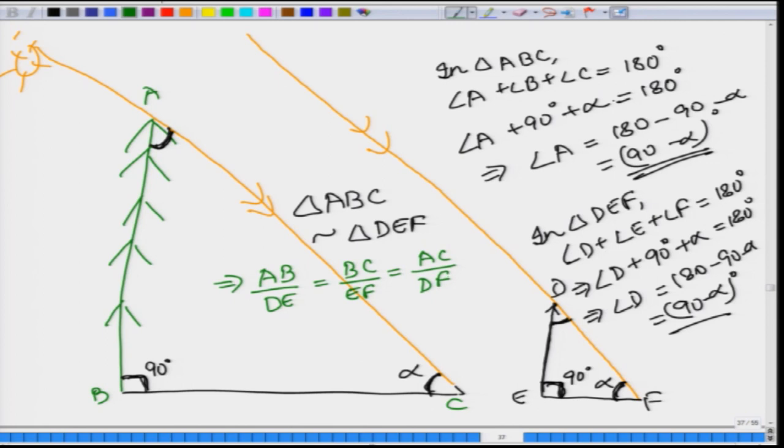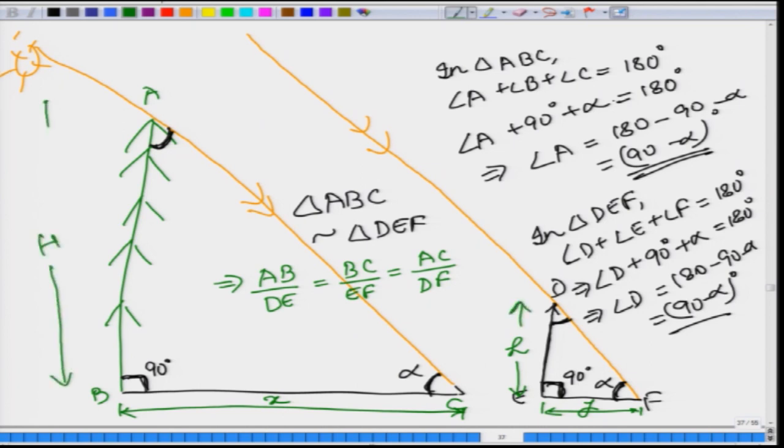Now, because you have this tree, you can measure this distance. Let us call this distance x. You can measure this distance. Let us call this y. You can measure this height of the rod. Let us call it h. And you want to find capital H, which is the height of the tree.